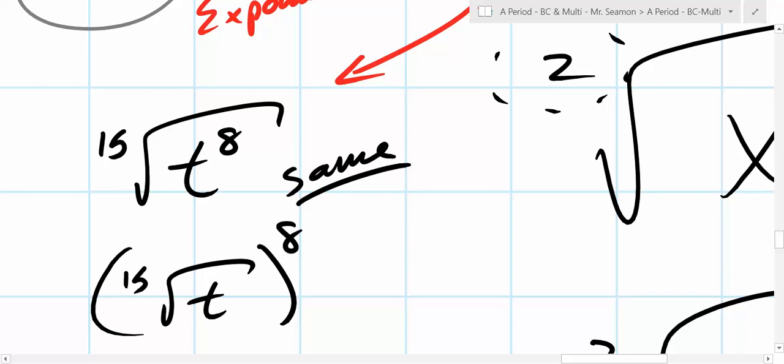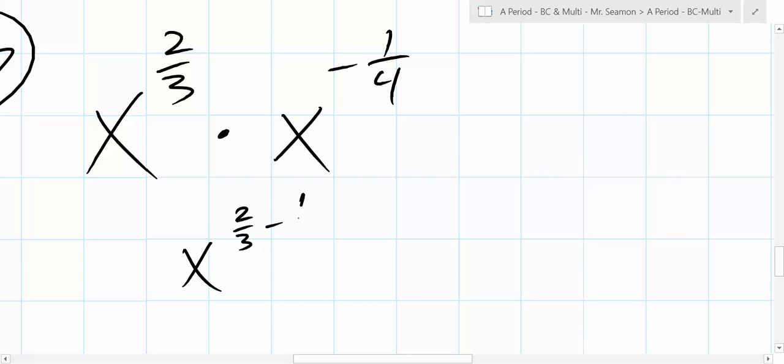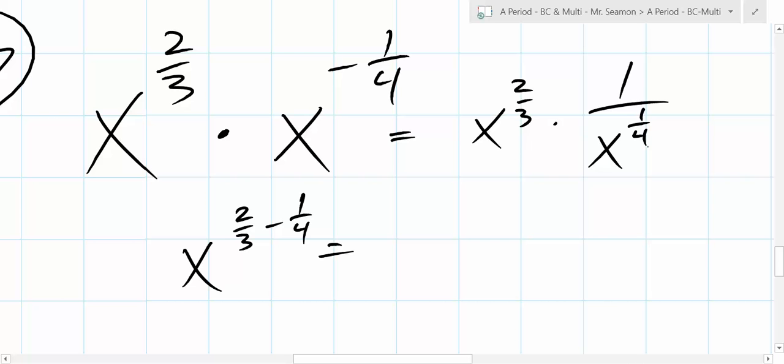That's fine. What? We're going to add them, but it's going to turn into subtraction. You're absolutely right. So you're going to end up with x to the 2/3 minus 1/4. Do you subtract or add when they're multiplied, and subtract when they divide? That's correct. The reason this works, just so you can see why, is this is the same thing as x to the 2/3 times 1 over x to the 1/4, because it's a negative exponent. So if you had that, now you're in the bottom, now you're subtracting. It's the same exact thing.